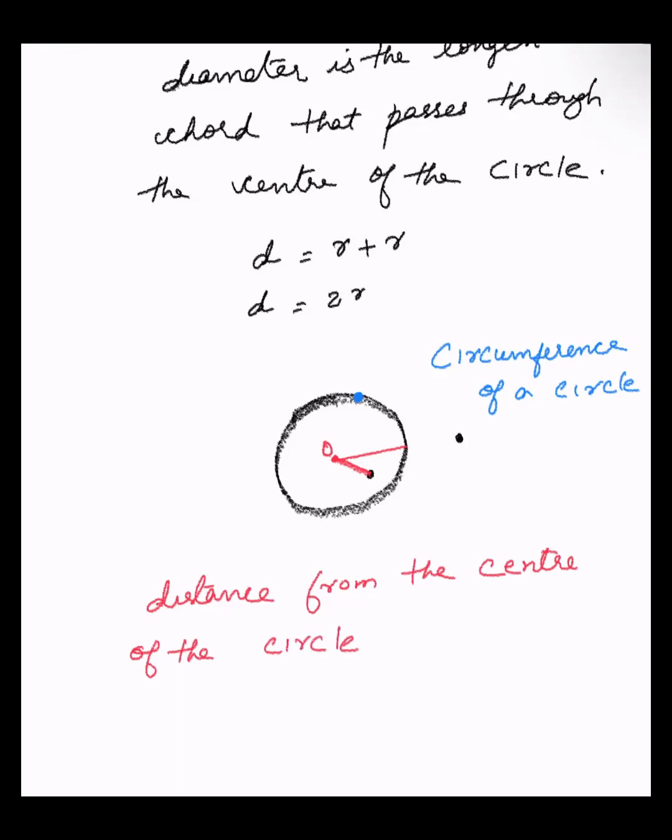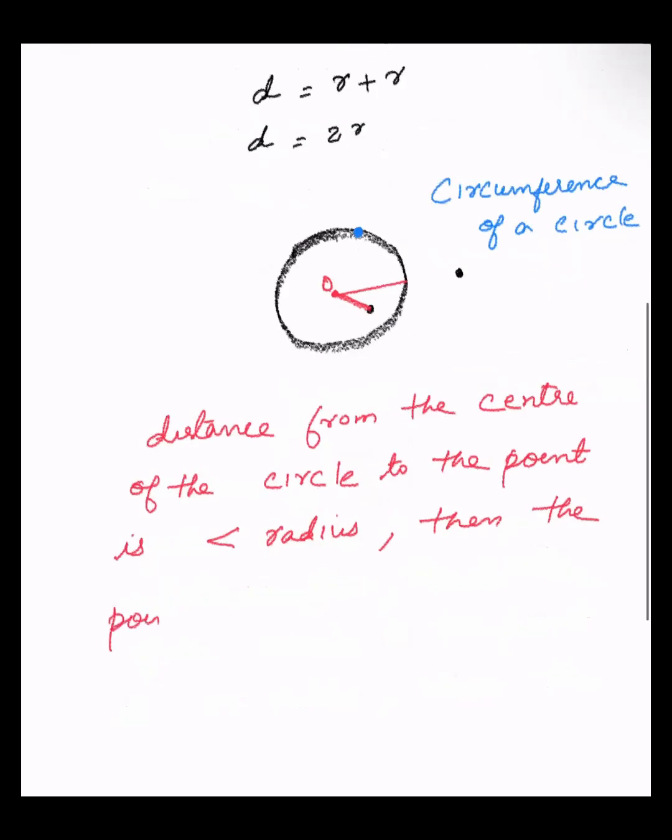Distance from the center of the circle to the point is less than the radius, then the point is lying inside the circle. Do you understand what I wrote here?